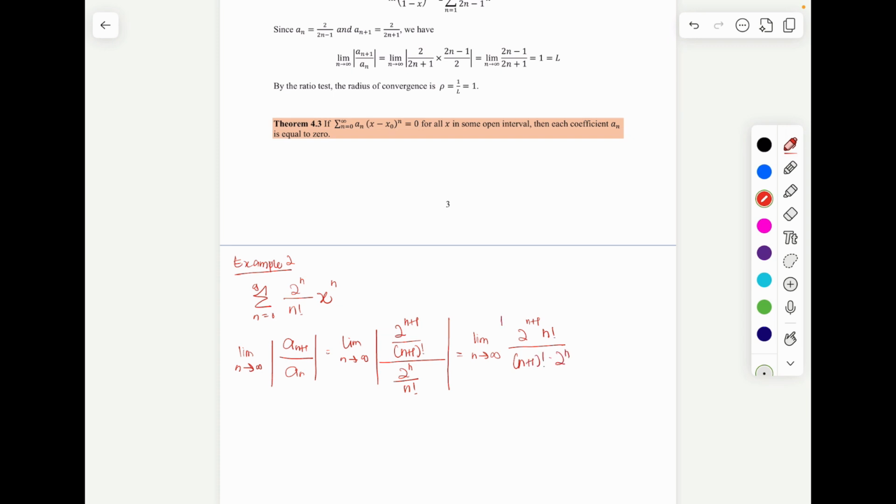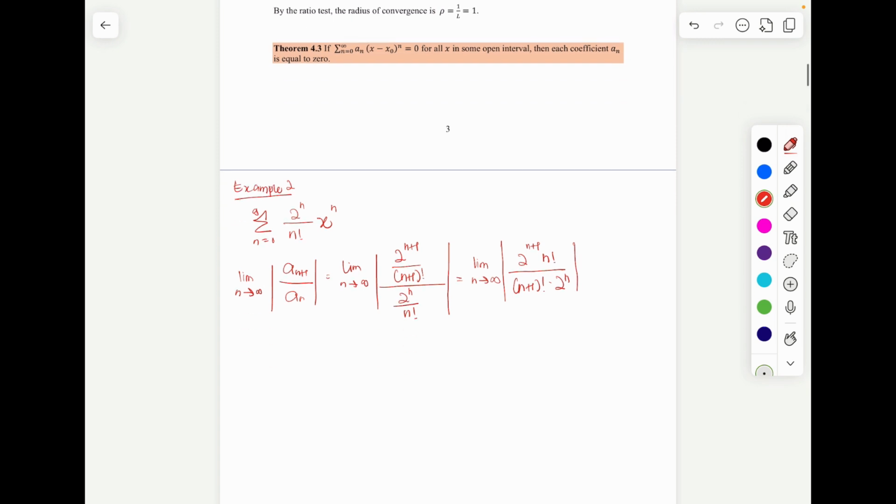Then you can expand it a bit because you want to cancel out something, so that we can solve for the limit. So 2 to the power of n plus 1 becomes 2 to the power of n multiply with 2 to the power of 1, multiply with n factorial, divided by n plus 1 factorial first, but then we need to do something on that. At this point you can cancel out 2 to the power of n. What's left is 2 multiply with n factorial divided by n plus 1 factorial.